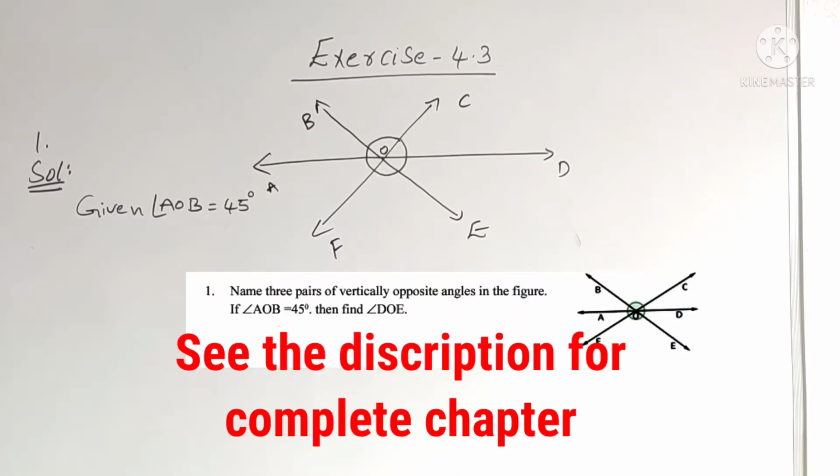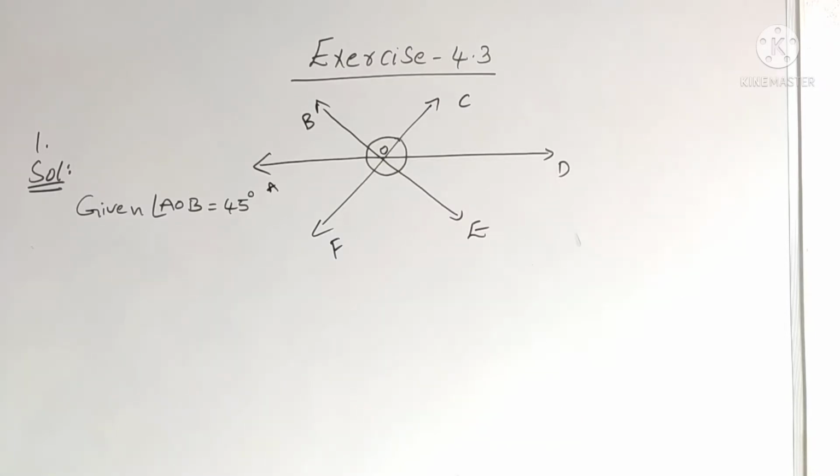Today in this video we are going to see exercise 4.3 problems. First one, name three pairs of vertically opposite angles in the figure. If angle AOB equals 45, then find angle DOE. Okay, so here two parts are there. First of all, we have to write the pairs, vertically opposite angle pairs.